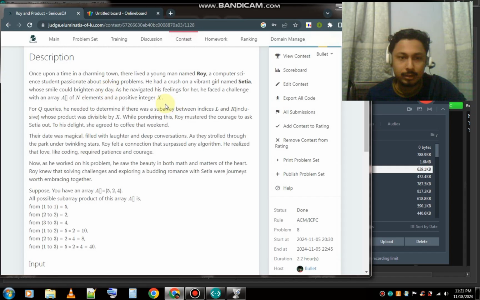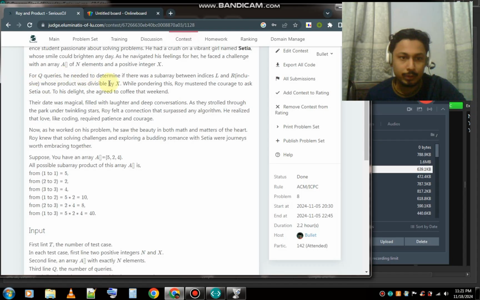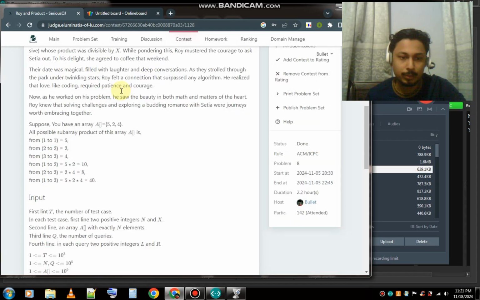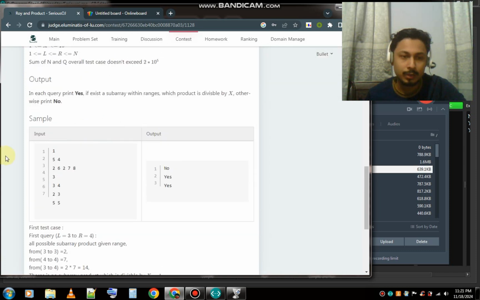Okay, there is an array of integers and a positive integer x. For each query, you need to determine whether there is a subarray between integers L and R whose product is divisible by x. So you are given an array and an integer x. In each query, you need to tell whether such a range exists whose product is divisible by x.